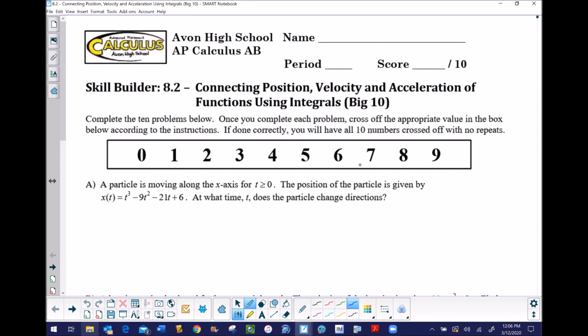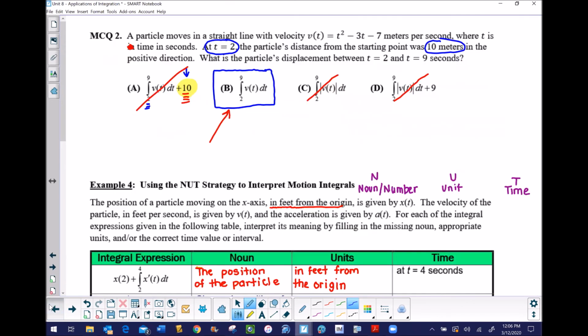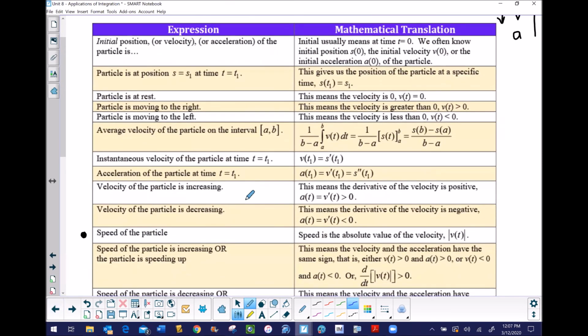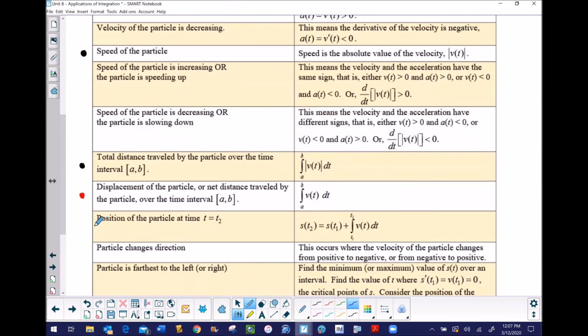So, particle changes directions. If we remember particle change directions, if you're okay, I'm going to bring up the notes here really quickly. I'm going to go back in time and go to this table and talk about particle changing directions. Well, I don't know if that's necessarily, oh, I lied. It's right here. It's way down at the bottom. So what does it mean for a particle to change direction? It says this occurs where the velocity of the particle changes from positive to negative or negative to positive.